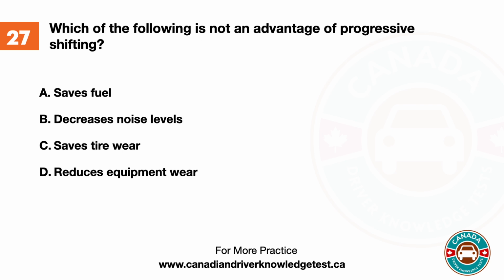Question 27. Which of the following is not an advantage of progressive shifting? A. Saves fuel. B. Decreases noise levels. C. Saves tire wear. D. Reduces equipment wear. The answer is C. Saves tire wear.